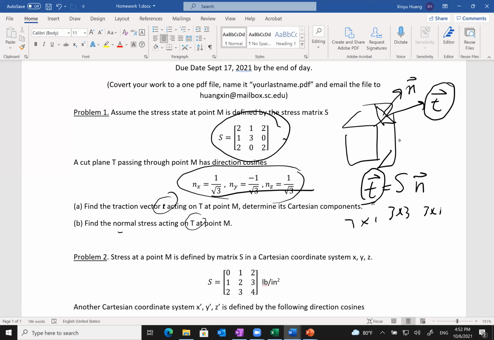And then to find the normal, you basically dot t to the n direction. You basically project t to the n direction. And then you multiply. And this is a scalar. This is the fraction of t in the n direction. This is a unit vector. So this represents the normal stress on that cut. So this is a high level solution, but to solve it, we need to calculate.